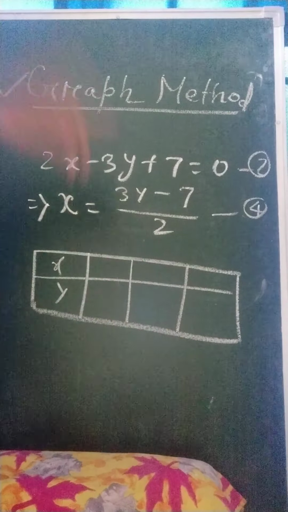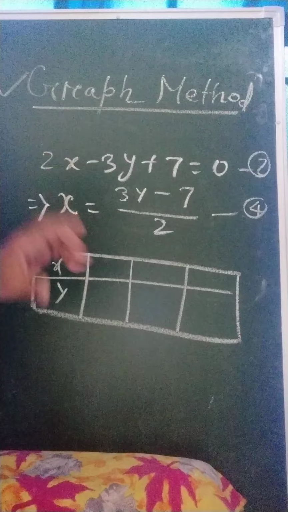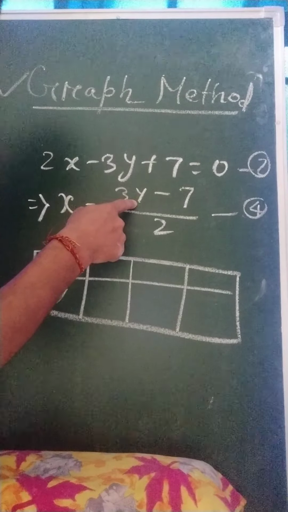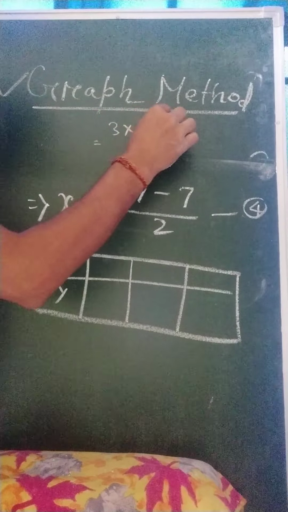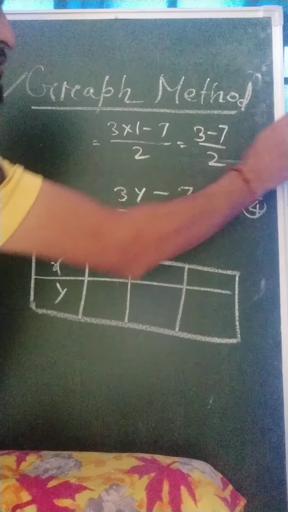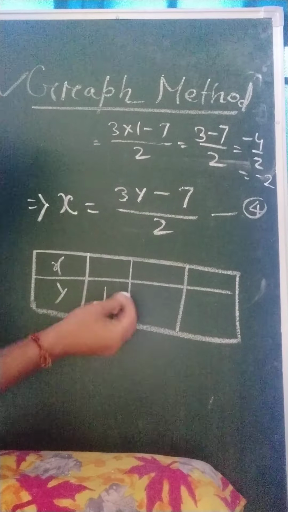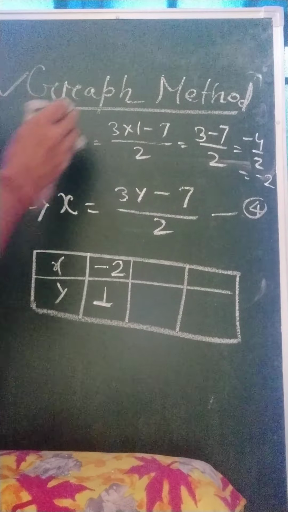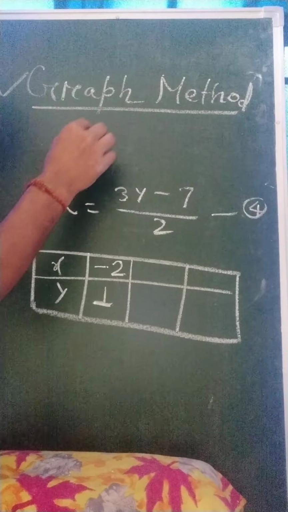Look here, students. Again the denominator is 2, that means the numerator must be a multiple of 2. So to find a multiple of 2, what type of numbers can we use? Look at this. If I put y value equal to 1, 3 into 1 minus 7 by 2, what will happen? 3 into 1 means 3, minus 7, by 2. That means we get minus 4 by 2, which is equal to minus 2. Yes, if I put y value equal to 1, we get the x value as minus 2. In this way, students, we can find the other values of x and y also. Let us find out the other values of x and y. If I put, look here, students, y value is 0.